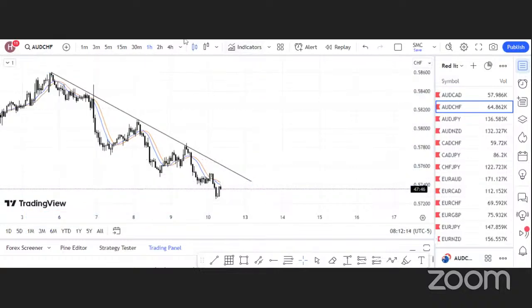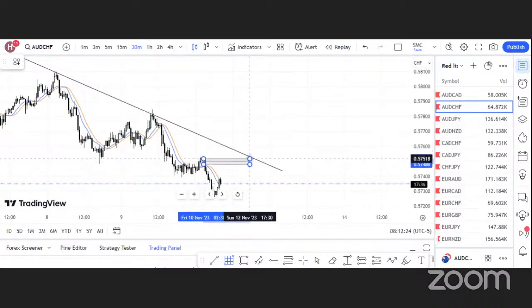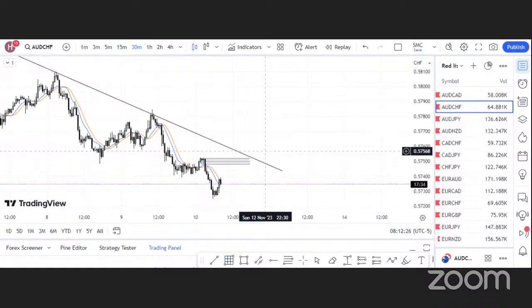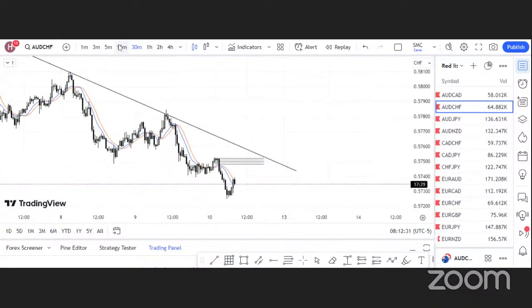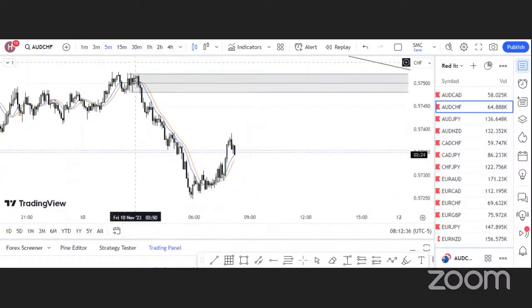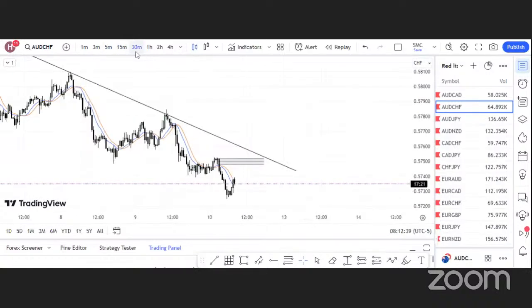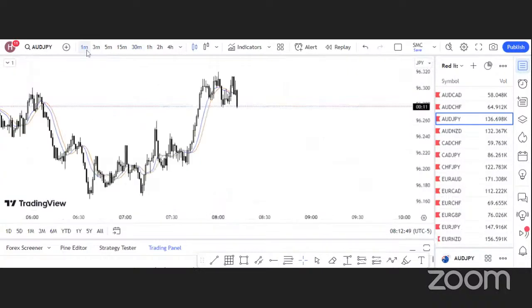Yes. So let's go back to the 30 minutes time frame. And here we have these. So let's go to 15 minutes. Let's see if we can buy from here. Oh, the market already made a very huge move. I think we should just look for another market, another entry.